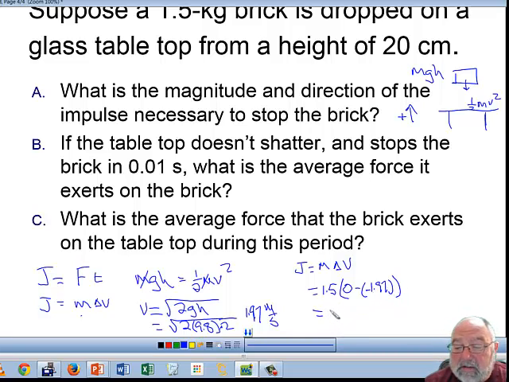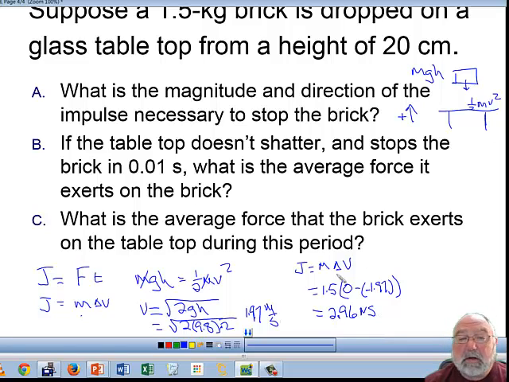After plugging that into the calculator, I think it comes out to 2.96 Newton seconds. And the impulse is positive. Isn't that the direction that the table has to apply a force to make the brick stop? Why, yes, it is. Okay, so that makes sense. The impulse is up, 2.96 Newton seconds.